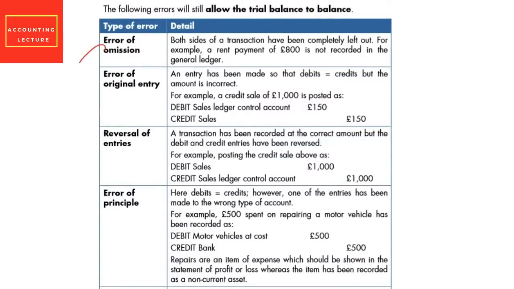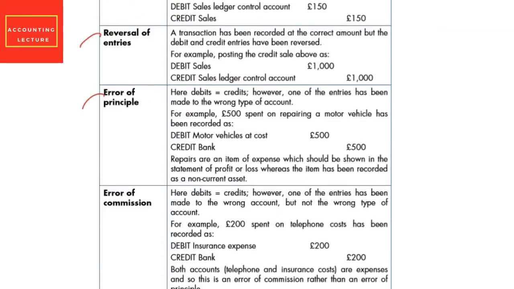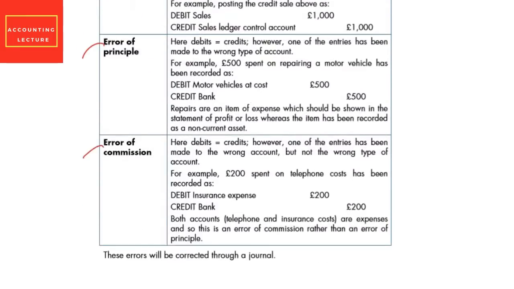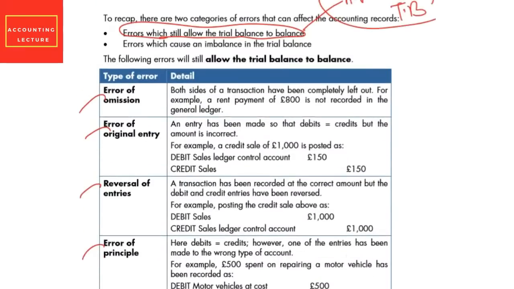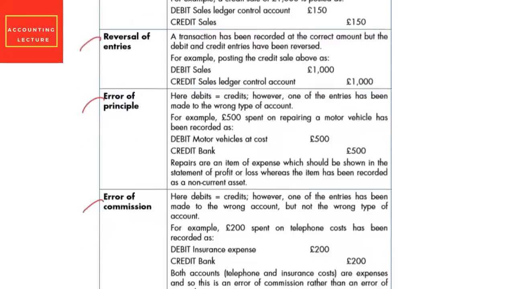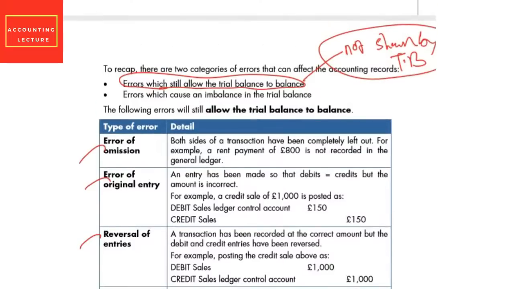These are the mistakes: error of omission, commission, original entry, reversal of entry, principal. There we go, the commission. Compensating, they didn't put it. I do have a mnemonic for that one. Call it COPCOR.